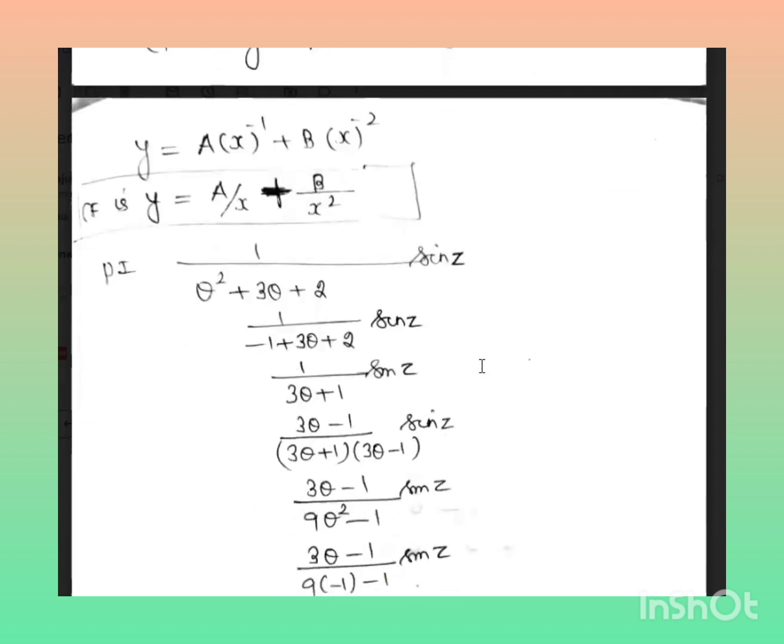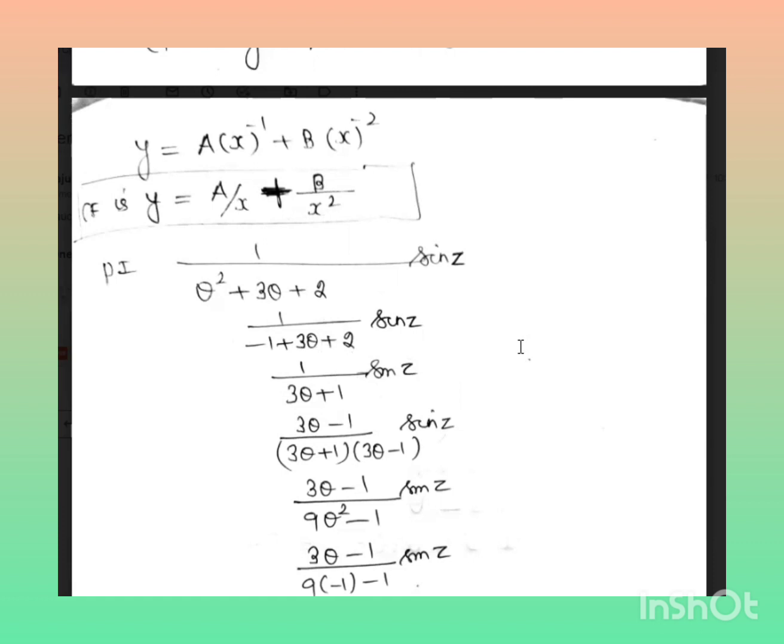Next, you have to find the particular integral, because in equation number 2, the right hand side is sin z. Sin z, you already studied. So to find the particular integral, you have to write 1 divided by theta square plus 3 theta plus 2 into sin z. If sin z is there, there are some methods, but I am following only this method.